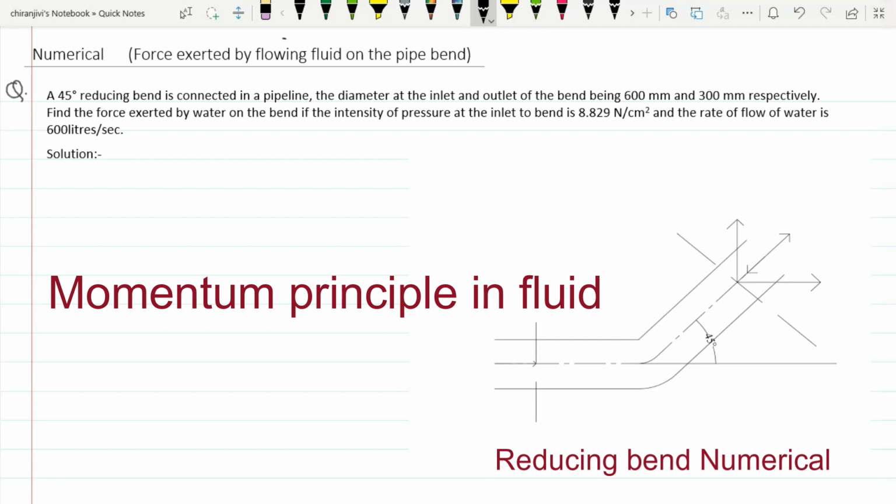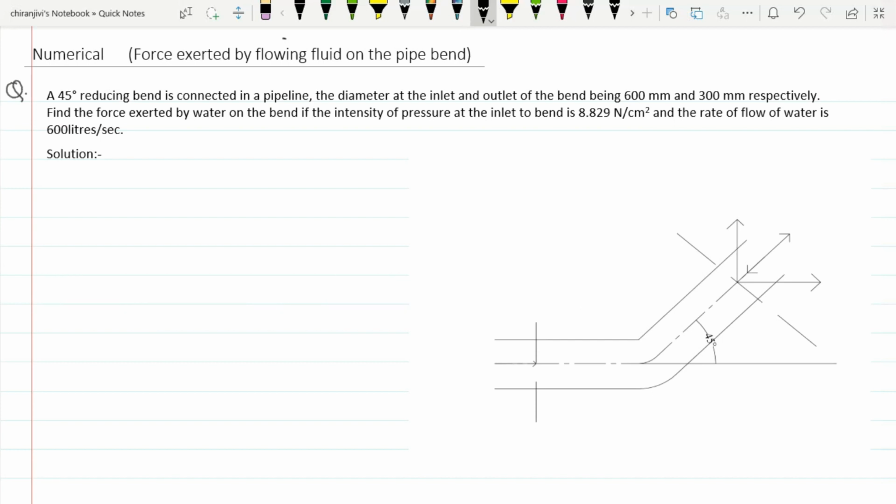Here now we are going to solve the problem based on the momentum principle and flow analysis. Your numerical problem is force exerted by the flowing fluid on the pipe end. So first of all we'll write what is given in the question. A 45-degree reducing bend is connected in a pipeline. The diameter at inlet and outlet of pipe being 600 mm and 300 mm respectively.